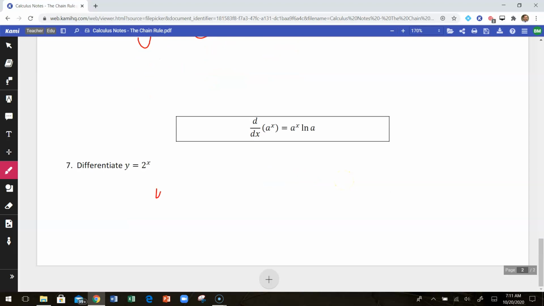So a quick example here, we just have y equals 2 to the x. The derivative here, y prime, is going to be 2 to the x times the natural log of 2. And that's just a rule to remember as well, in addition to some of our other basic derivative rules.